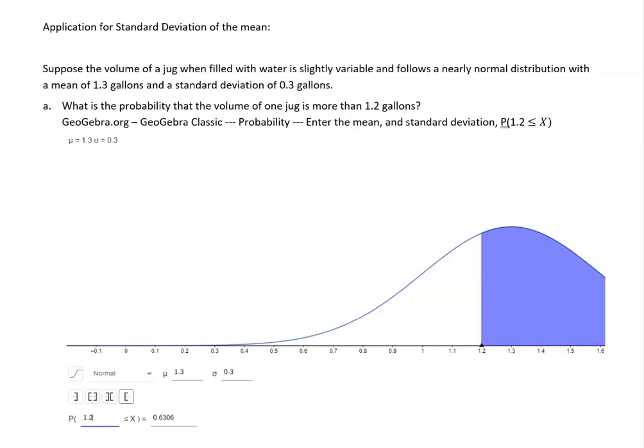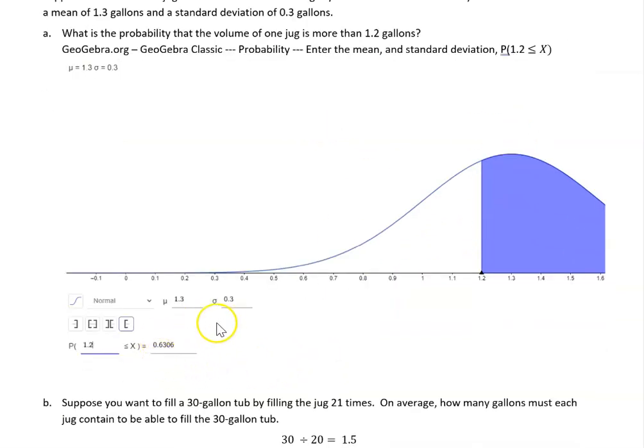In this case, we're just looking at one, so if I go to geogebra.org, click on GeoGebra Classic, click on probability, I enter the mean, which I gave as 1.3, and the standard deviation is 0.3, and I'm looking for the probability that x is greater than or equal to 1.2 or more than. Putting in x is greater than 1.2, I get 0.6306, which means I've got a little more than 63% chance of my jug when I fill it to be greater than 1.2 gallons.